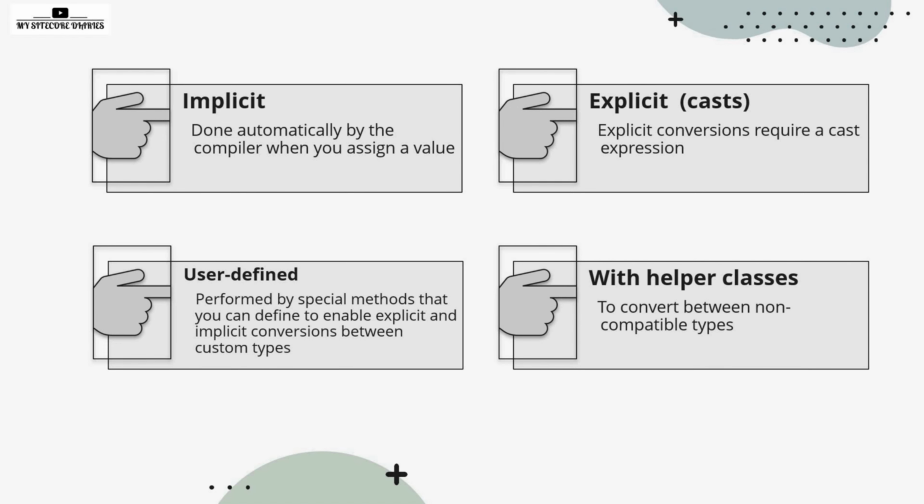Then we have helper classes. To convert between non-compatible types, you can use the System classes and the Parse method. That is called conversion with helper classes. So at a very high level, these are the four categories for type conversion: implicit, explicit, user defined, and with helper class, out of which the first two, implicit and explicit, are most important, and we are going to see them in this video further.